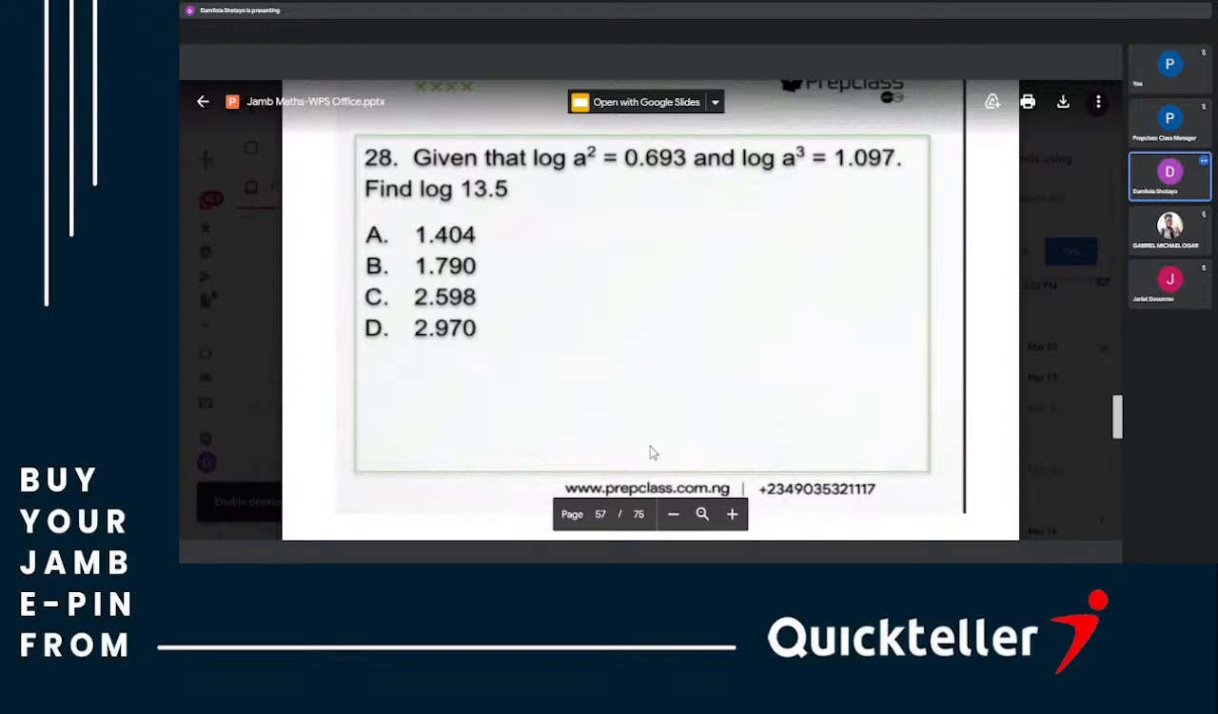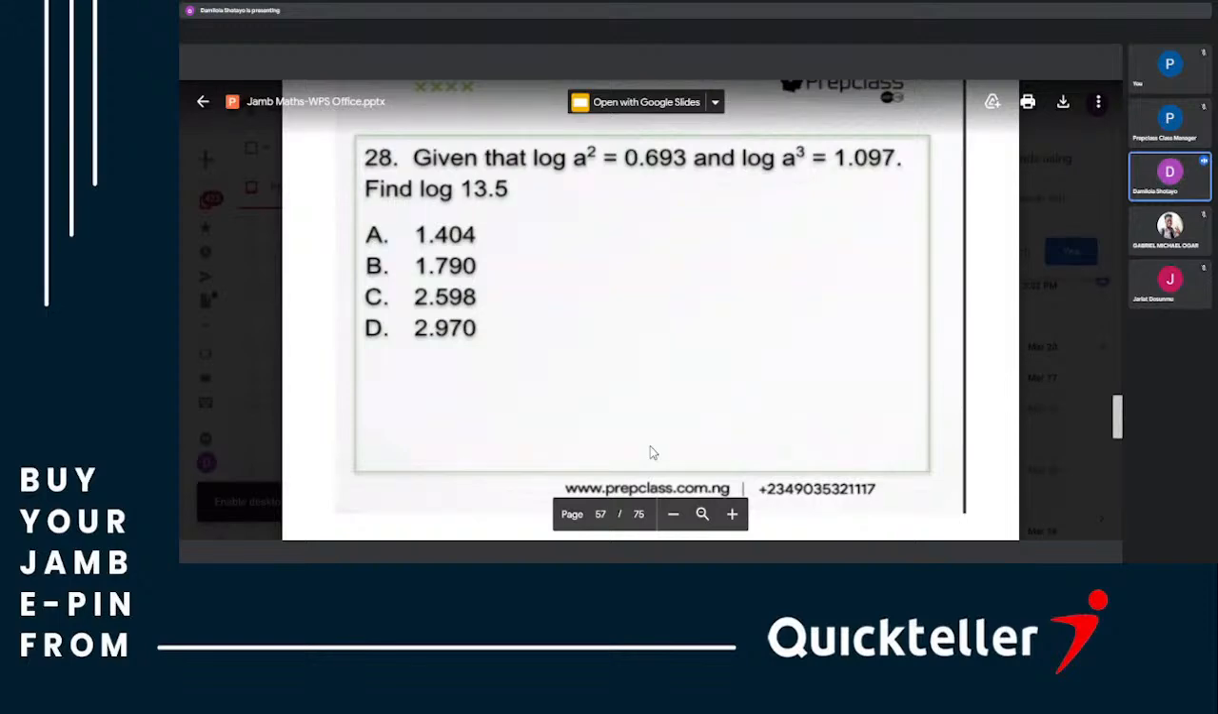Now, 13.5 is 27 over 2. Now, log 27 over 2, simplify it. I told you that over or division is subtraction. It now gives me log 27 minus log 2. It's gone from division to minus. Log 27 itself can be simplified into log 3 raised to power 3, because 27 is, of course, 3 raised to power 3. So it will give me log 3 raised to power 3 minus log 2.